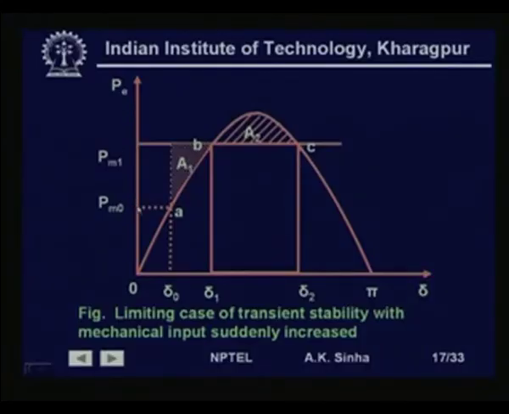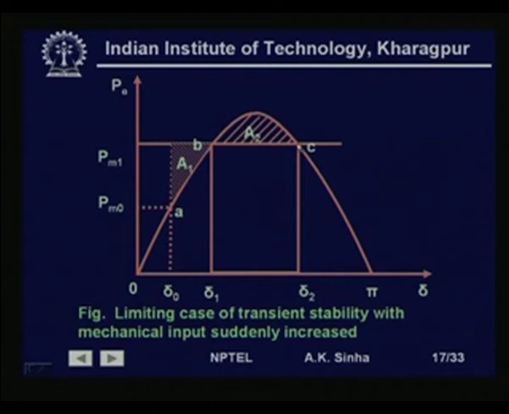Now, suppose we have a situation where we increase this mechanical input from P m 0 to P m 1 such that now this is the accelerating area, which is equal to the decelerating area, which will be coming up to this point. If we would have increased this even a little further, this point C would have come below, and then we would not have had any stability available, because we would have got accelerating power still available, and this area A 2 would have been less than the accelerating area available.